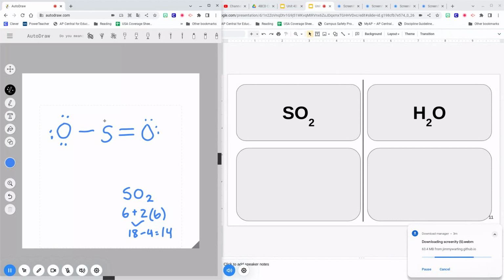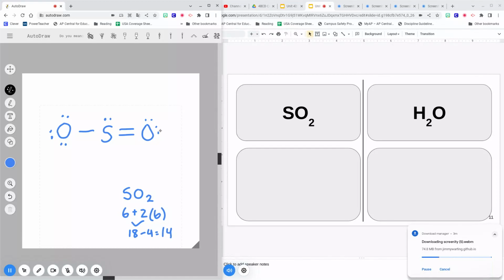I'm just going to put these dots back for now. I erased them by mistake. So let's see again. Let's make sure that we used 18 valence electrons. 2, 4, 6, 8, 10, 12, 14, 16, 18. I used 18 valence electrons. This oxygen atom has 2, 4, 6, 8. This sulfur atom has 2, 4, 6, 8, because each line represents a pair of electrons. And this oxygen atom has 2, 4, 6, 8.